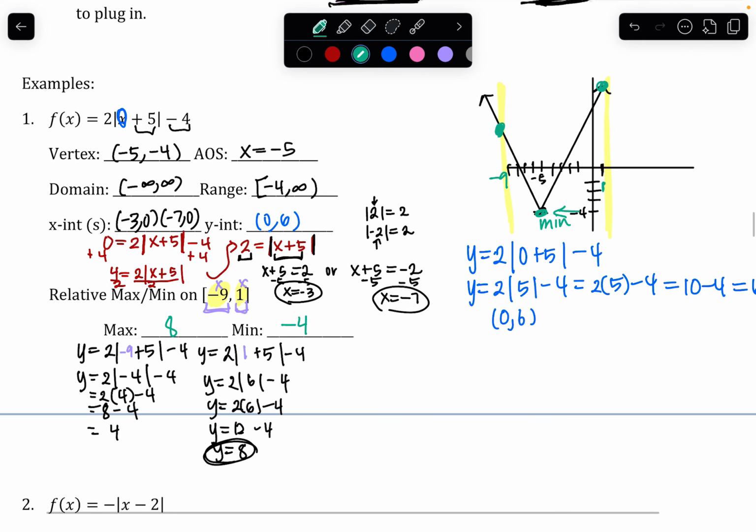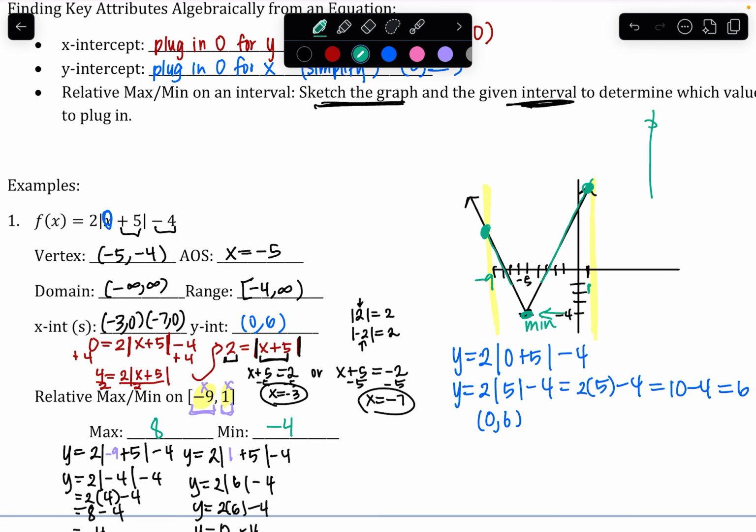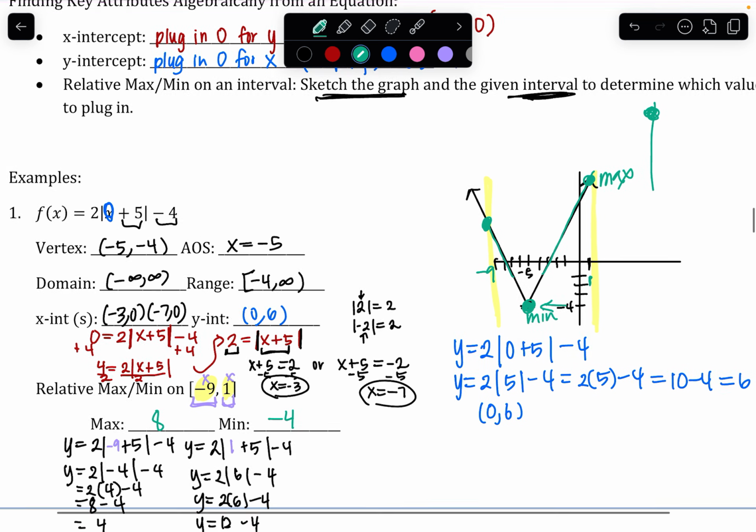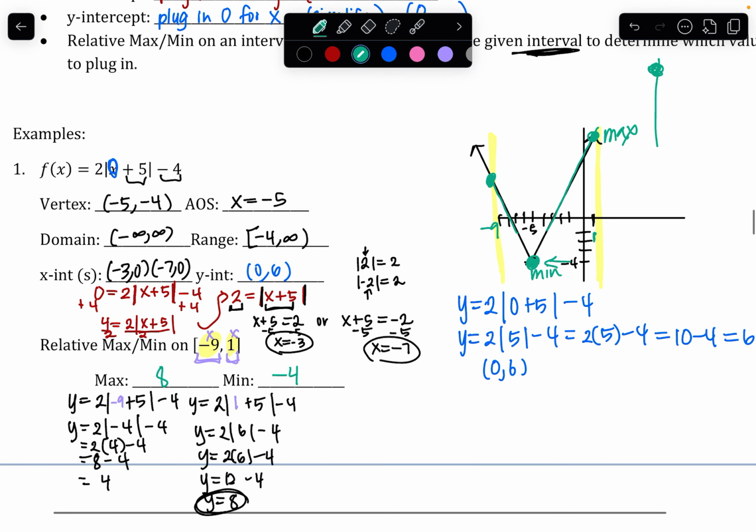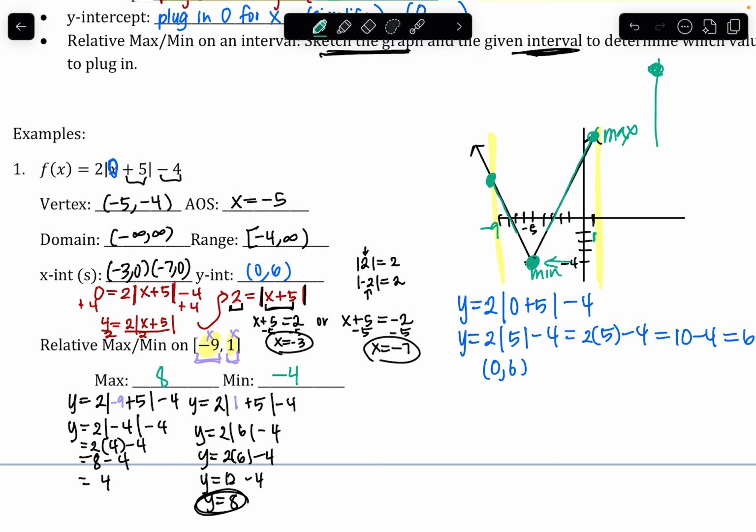At -9, we were closer to the vertex, and these y values are getting larger and larger and larger. So the further I get away from the vertex, the higher my output's going to be. And so this ended up being our max, and then of course the vertex is our absolute min, so it's also going to be our relative min if our interval, those yellow lines, if those intervals fall on each side of the vertex.